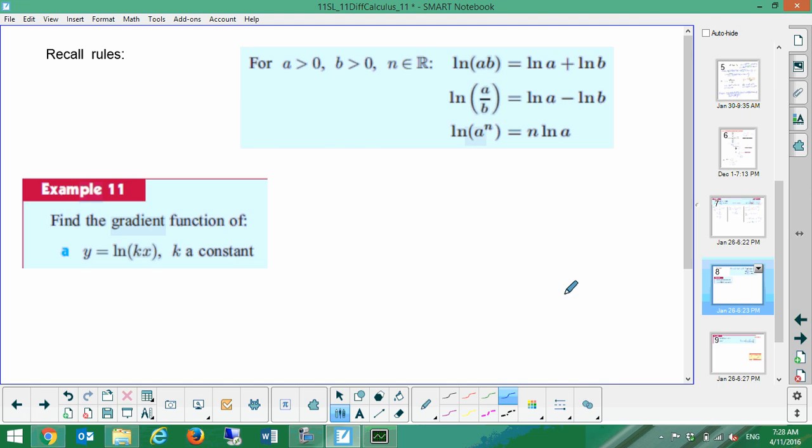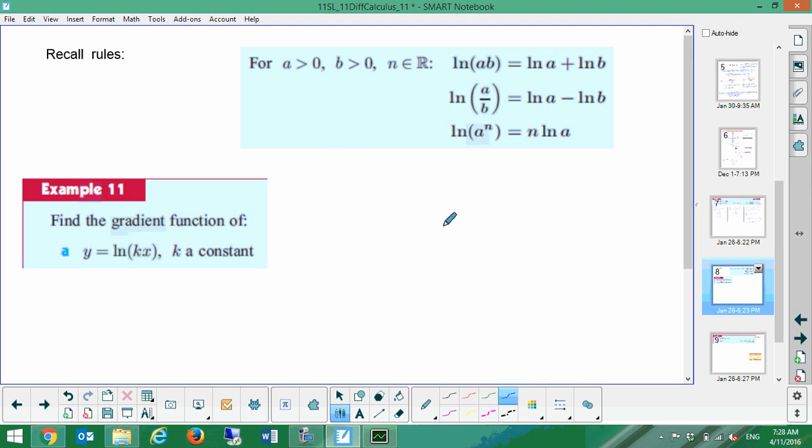Here we've just got a quick summary of our rules. So remember, with our logs, we've just talked about what's inside the log has to be positive, and in here it can be any real number. If you multiply two terms inside the log, that's the same as adding their logs. Dividing is the same as subtracting, and a power of n, the n can come down the front.